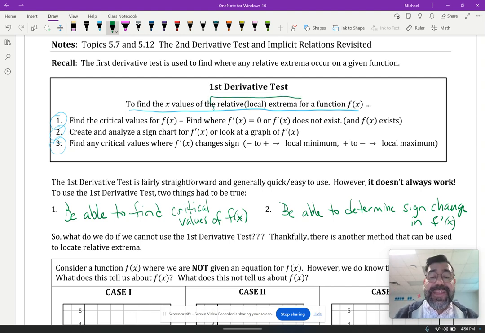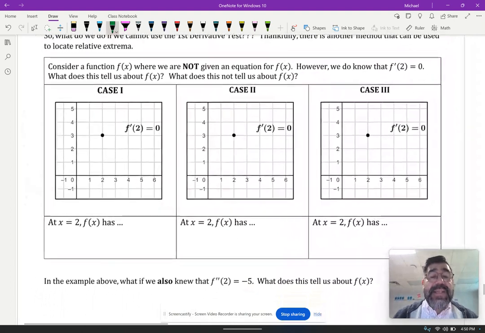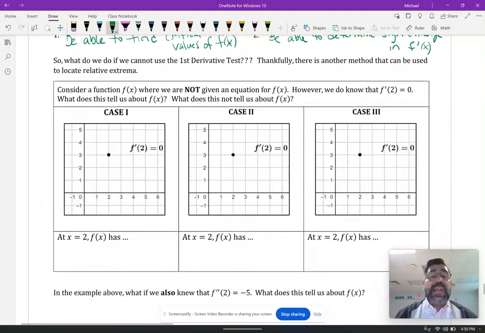We're still looking for this, right? We can either use the first derivative to find relative extrema, relative maximums and relative minimums, or we can use the second derivative to find relative extrema. And it all comes down to this idea. So we're going to talk about this idea, and then we'll pause, and we'll come back and kind of pull out the big concept. So what do we do if we can't use the first derivative test?